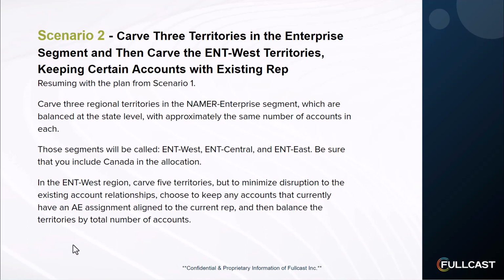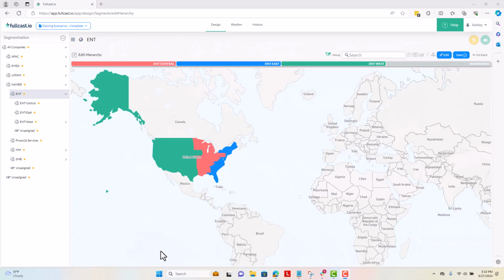In the Int West region, carve 5 territories, but to minimize disruption to the existing account relationships, choose to keep any accounts that currently have an AE assignment aligned to the current rep, and then balance the territories by total number of accounts. Let's see what this looks like in Fullcast.